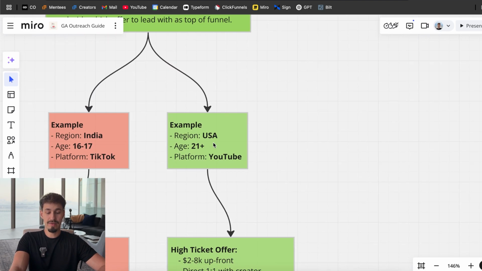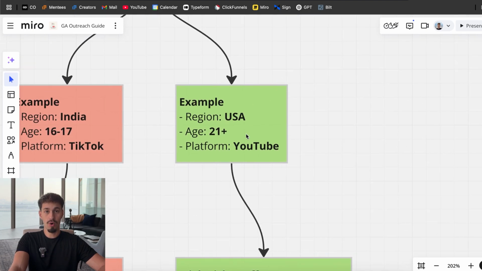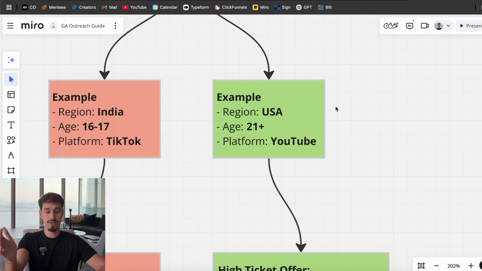And then here's a high ticket offer example. They're all in the US, they're all of age, they're all on YouTube, a high quality platform because people are watching long form videos just like all you guys.